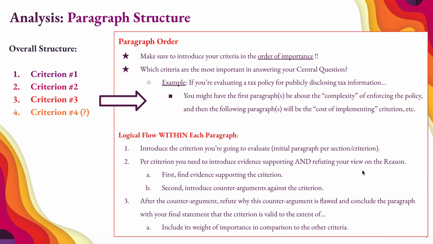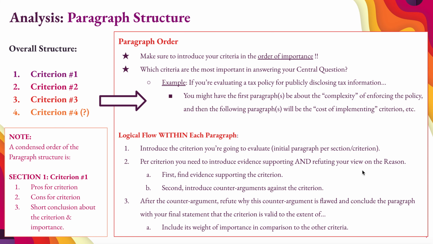And just a little note on this again, a condensed order of the paragraph structure is: you have your main section 1, which is about your criterion number 1, you list pros, you list cons, and then a short conclusion about the criterion and its importance. So that's the condensed version of the logical flow within each paragraph. You need to make sure that your argument is very clear and concise. So you need to move from point A to point B to point Z to point whatever, very logically.